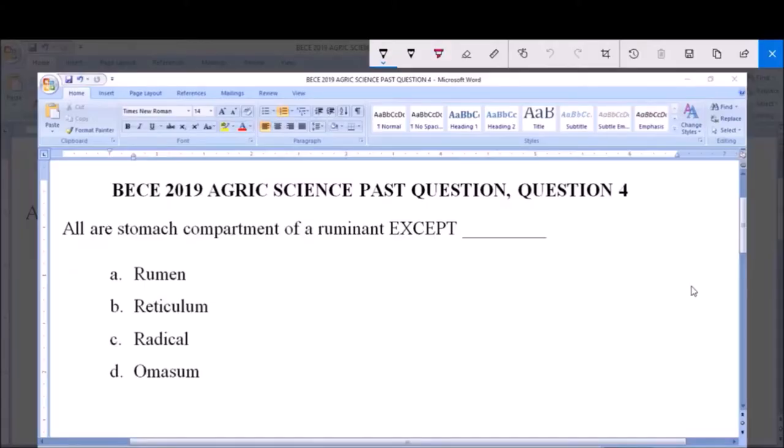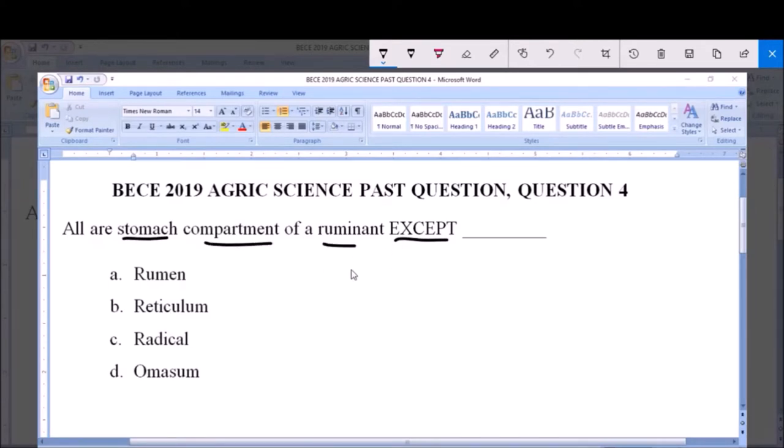Hello, good day and welcome. Today we're going to be dealing with BECE 2019 Agric Science Past Question, Question 4. All are stomach compartments of ruminants except dash. A. Rumen, B. Reticulum, C. Radical, and D. Omasum. We are asked to pick out of these options the one that is not one of the stomach compartments of the ruminant animal.